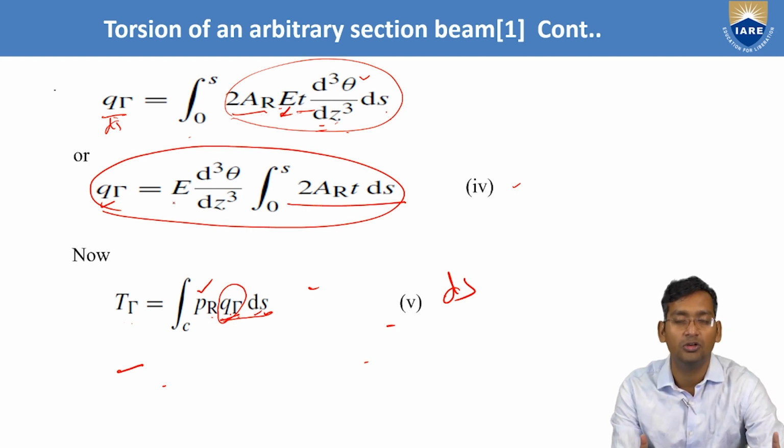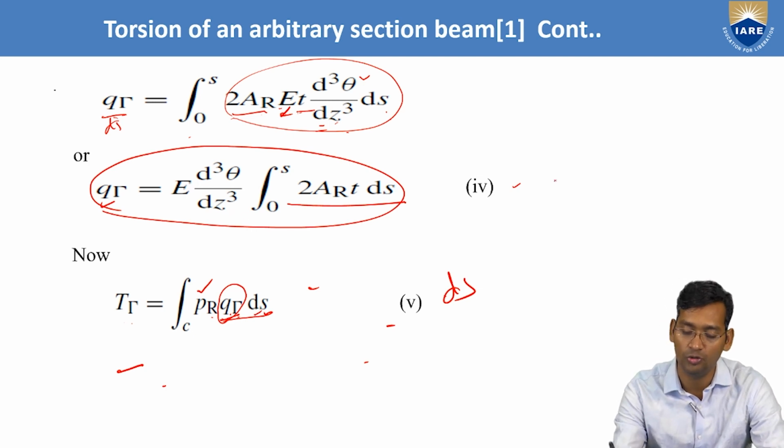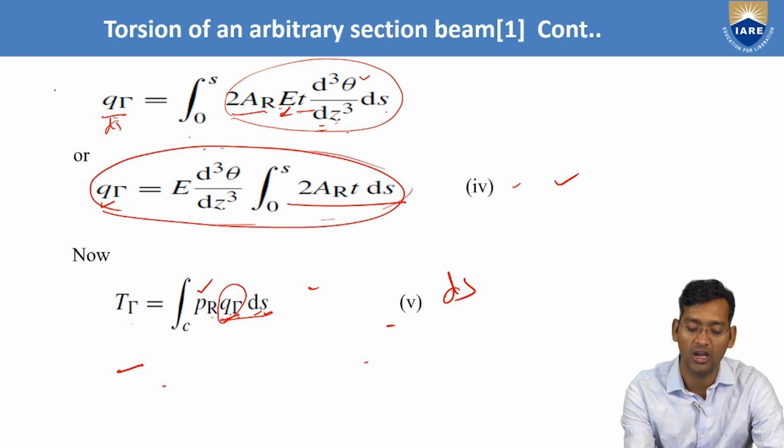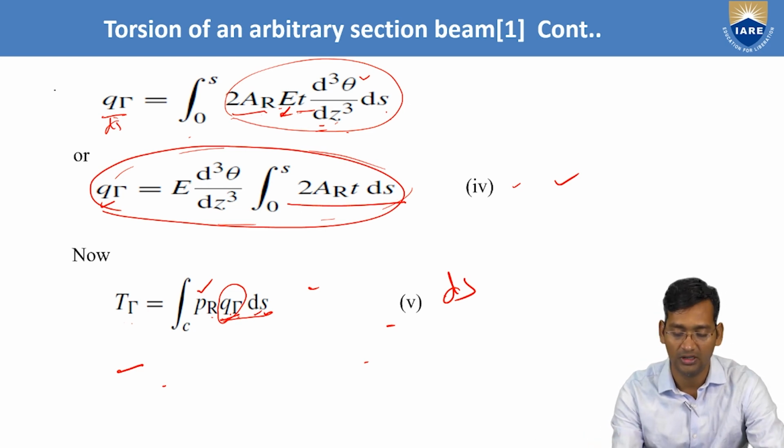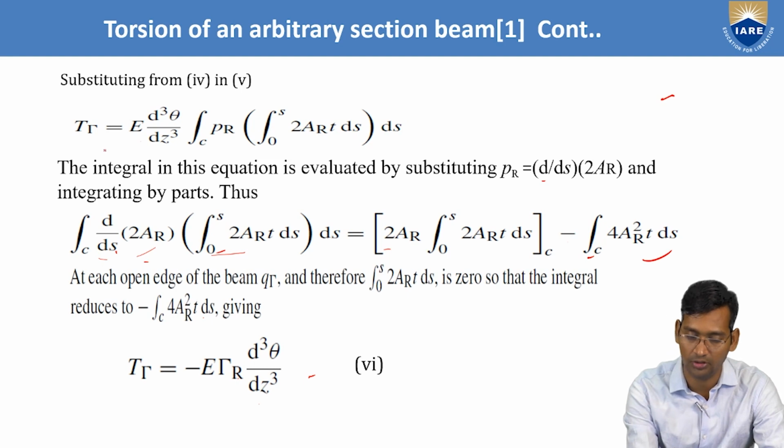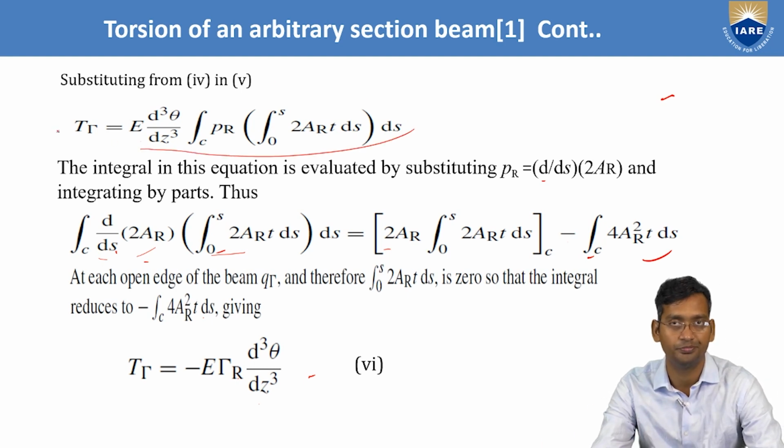But if suppose a numerical is there, then it's not required to derive everything and then substitute the value. Simply you can write that q tau, we know that q tau is this much. Then write PR into, replace this q tau with this whole thing into ds, and then put the value and integrate it. Right. So after substituting this, what we will get? Let's see here. So substituting 4 in 5, we will get this one.